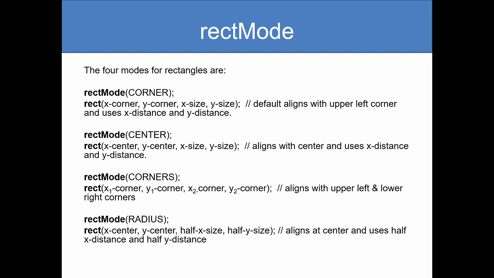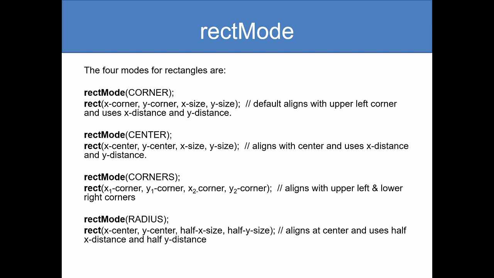Again, this makes a rectangle, so some people struggle with this idea of, wait, it's a rectangle, but we're giving it the diameter. You're really just using the center point and drawing the square around it. Rect mode corners is a little more commonly used when we're talking about rectangles. We tell it the upper left and the lower right corners.